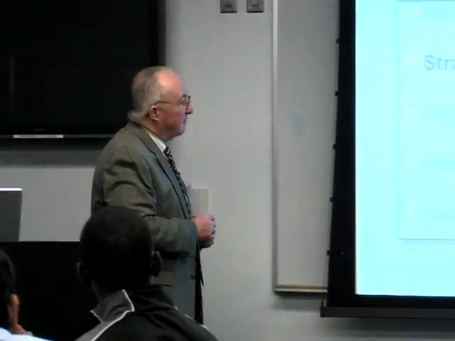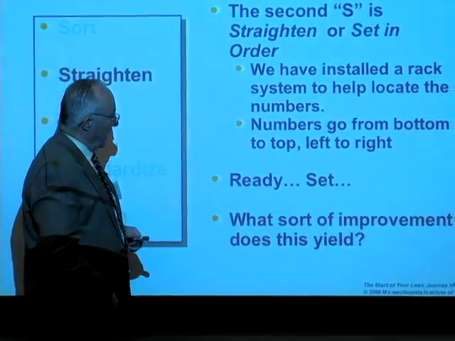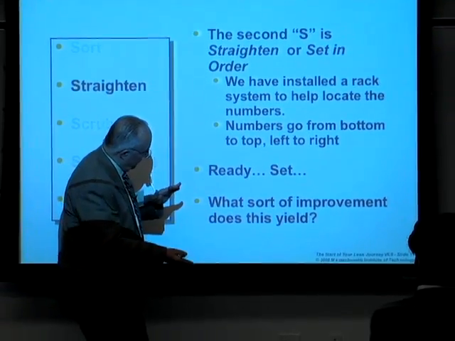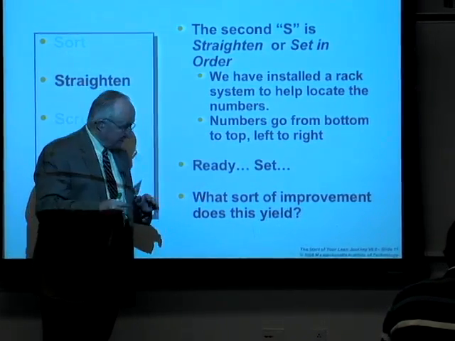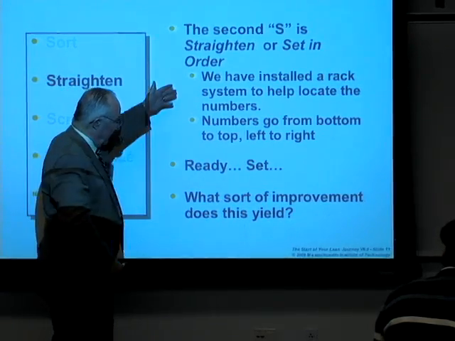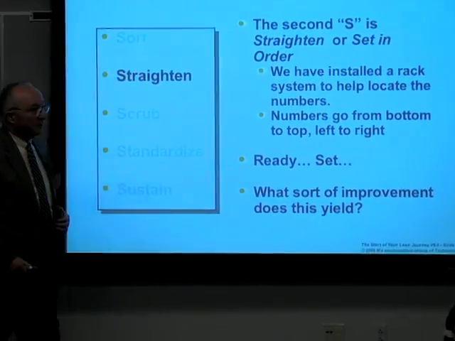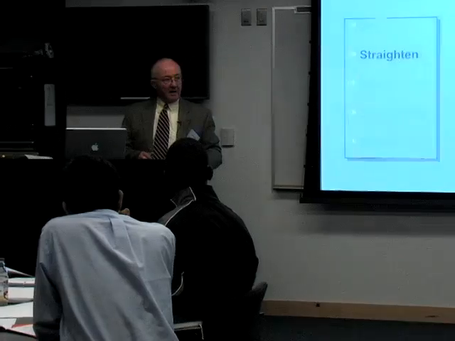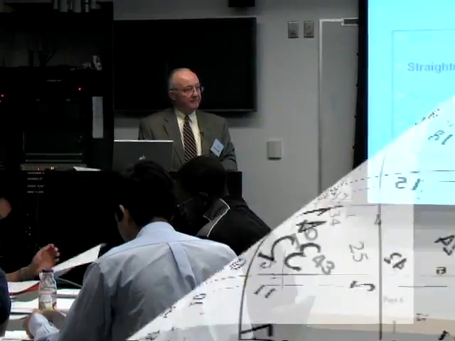Now we're going to do what we call set in order or straighten. And just think about a factory. We installed a rack system to help locate the numbers. And the numbers go from the bottom to the top and from left to right. Okay, that sort of makes sense, right? Bottom to the top, left to right. And that'll help you. So start over on the left and then go up and then go to the right side. And we'll talk about it. Okay, stand by. On your mark, get set, go.